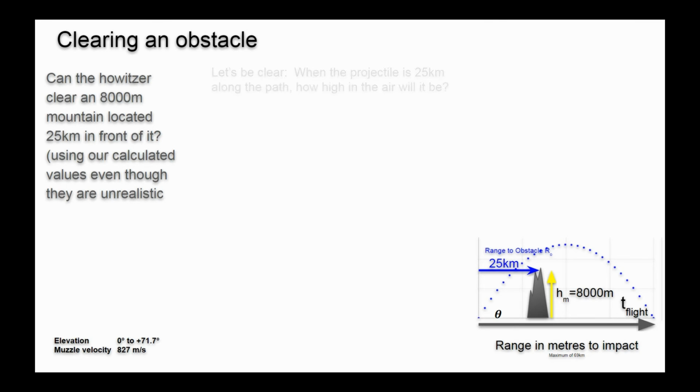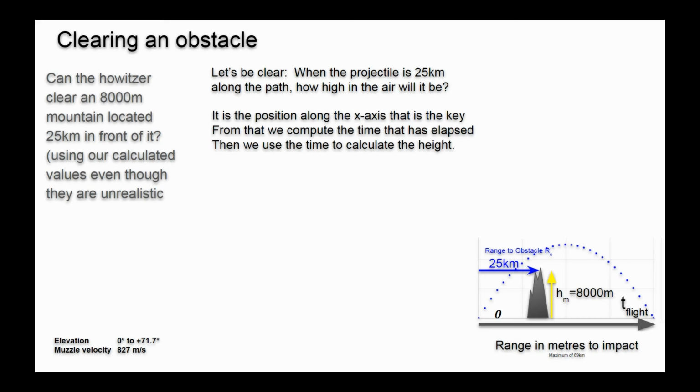So we'll use this on the airless Earth. Let's be clear about the question. When the projectile is 25 kilometers along that dotted path, how high will it be? How far up in the air will it be? And will that be enough to clear the mountain? So it is the position along the x-axis that is the key. No longer is it the time of flight, it's when we are 25 kilometers along, what time is it and how high is the shell there? It's that setup. That is everything in the problem.